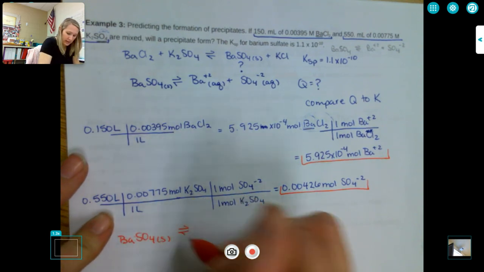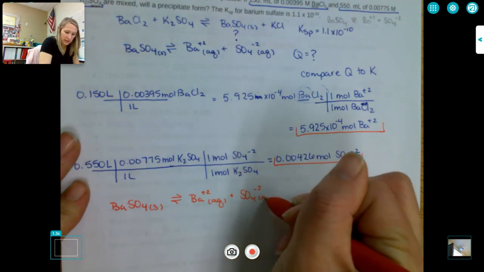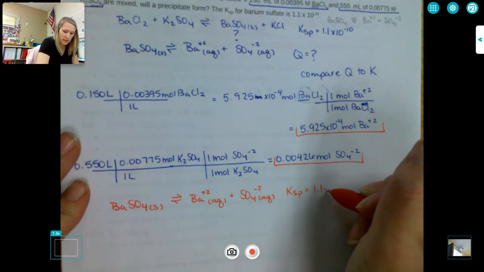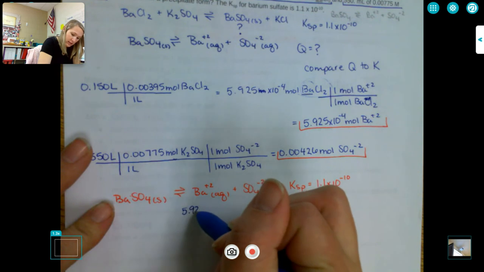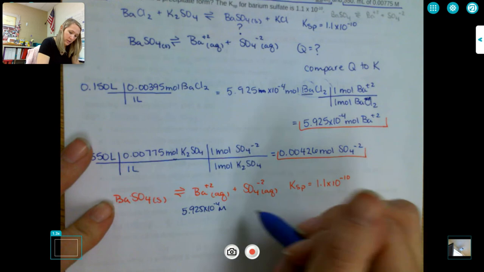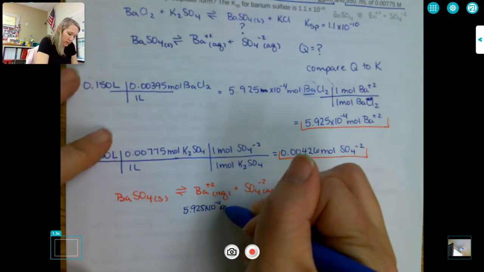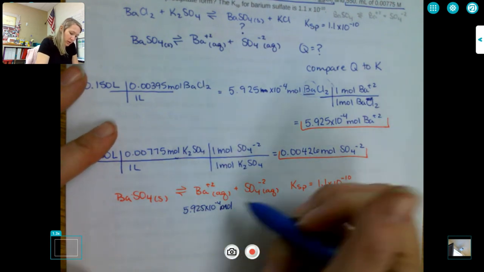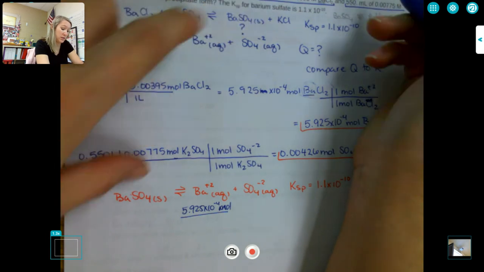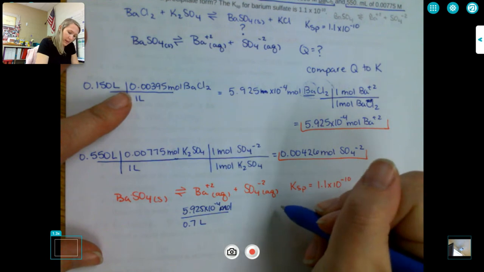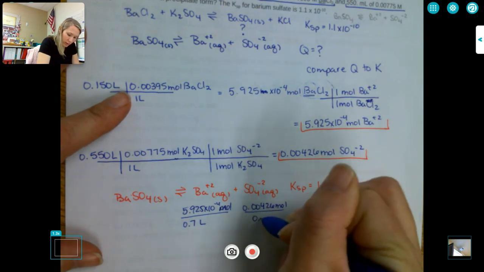So for barium sulfate, its molar solubility, into barium ions and sulfate ions. We said that the Ksp for this is 1 times 10 to the negative 10. Well, my initial conditions is that I have 5.925 times 10 to the negative 4 moles. Well, what is my solution? 150 and 550 mL. So in terms of concentration, if it's in solution together, I have 150 mL plus 550, so 700 mL, or 0.7 liters. And for my sulfate, 0.00426 moles per 0.7 liters.